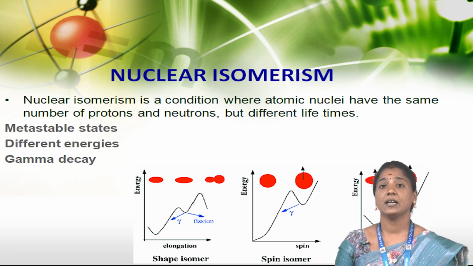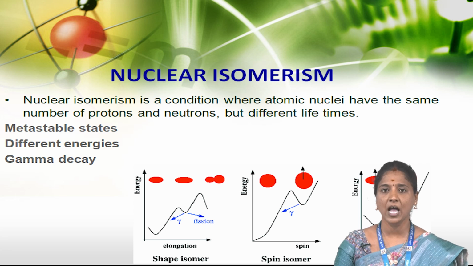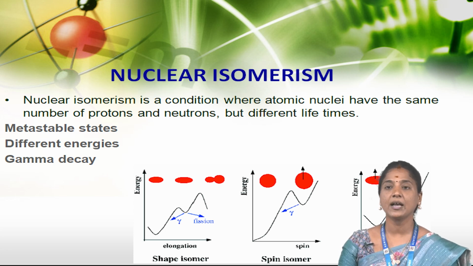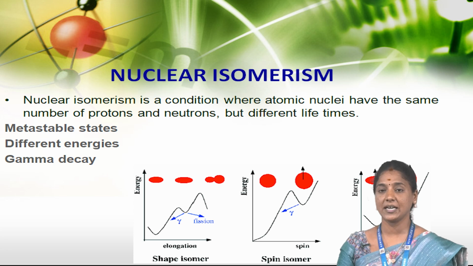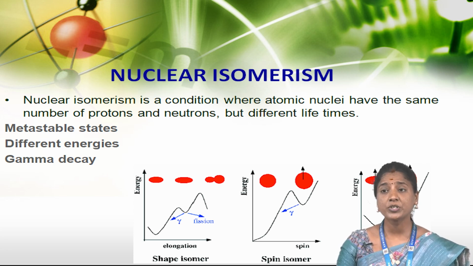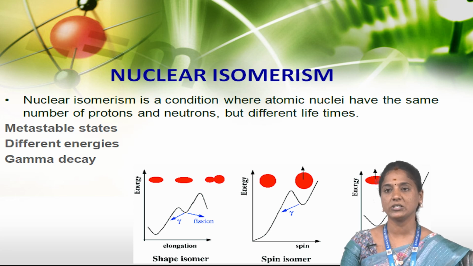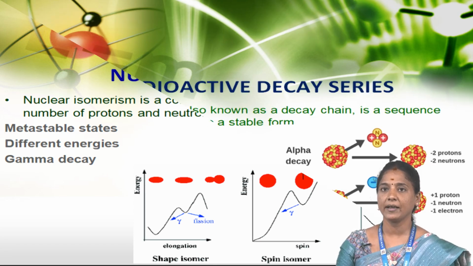Different energies: nuclear isomers always have different energies, unlike chemical isomers, which have a similar or identical energy state. Gamma decay: when a nuclear isomer decays, it usually emits a gamma ray as a proton and a neutron rearrange themselves to release the excess energy. This is called gamma decay.